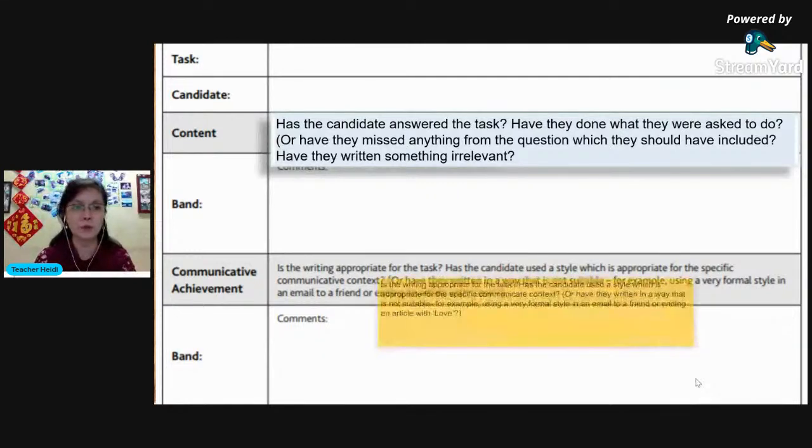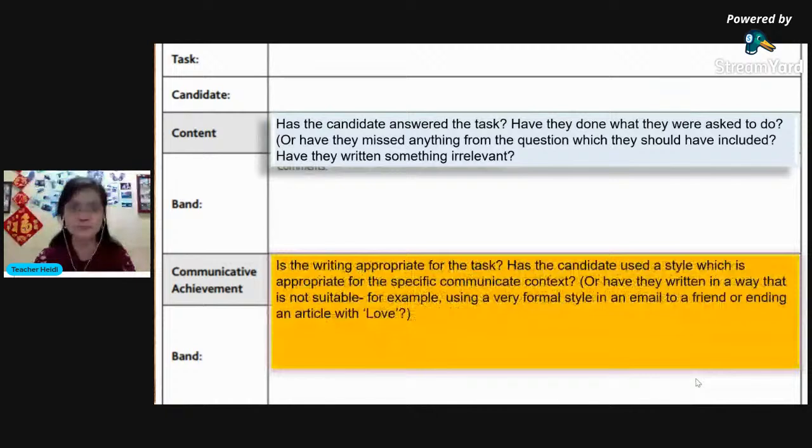Okay, so for communicative achievement, you have to ask this question: is the writing appropriate for the task? If they ask you to write an email, did you use the correct style and tone? Has the candidate used a style which is appropriate for the specific communicative context, or have they written in a way that is not suitable? For example, using a very formal style in an email to a friend, or ending an article with love.